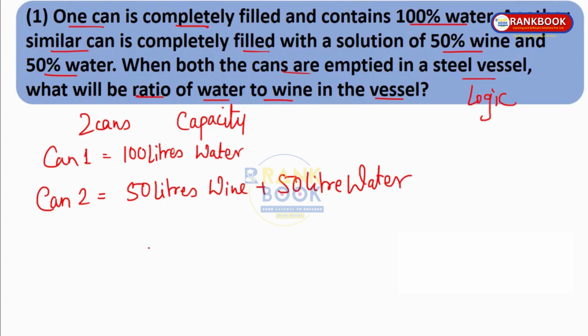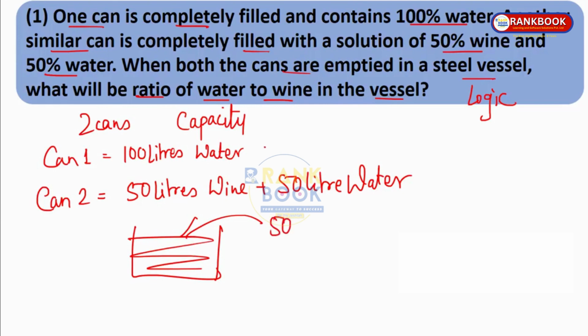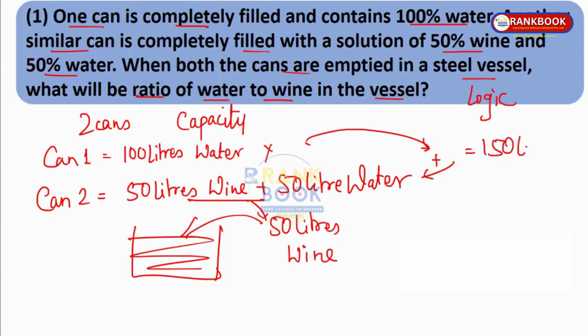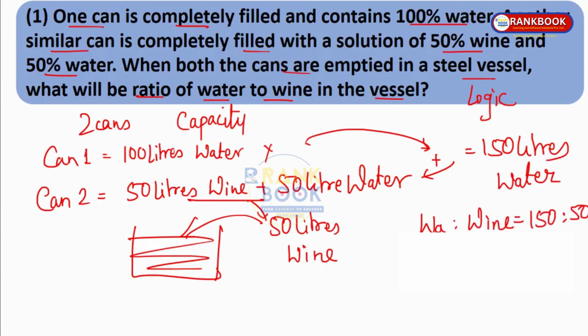Now both of them are emptied in a steel vessel. How much would be the amount of wine in this vessel? It would be 50 liters, because here there is no wine, so this 50 liters would get added. So wine is 50 liters. How much is the water? This 100 liters plus this 50 liters, 150 liters of water. What do we want? The ratio of water to wine in the vessel. That would be nothing but 150 liters to 50 liters, that is 3:1. See how easily we got the answer.